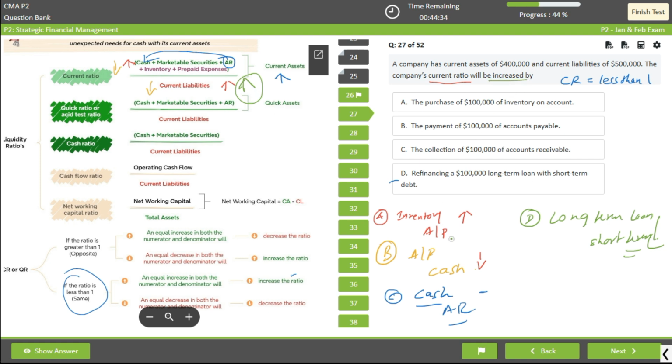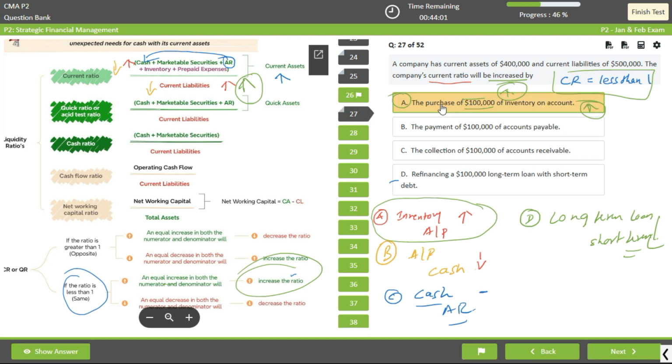So there is only one option that is going to increase your ratio, that is option A, because your ratio is less than 1 and there is an equal increase in both the numerator and the denominator. You're purchasing inventory, so your inventory is increasing and your accounts payable is increasing. So if the ratio is less than 1, an equal increase in both the numerator and the denominator will increase the ratio. So that's why option A is the correct option.